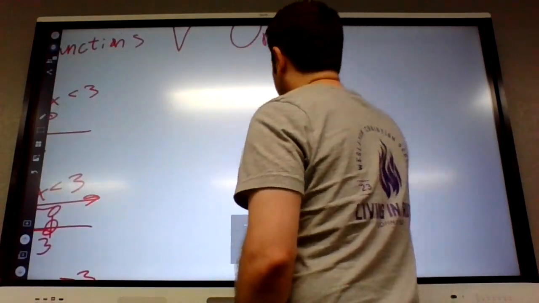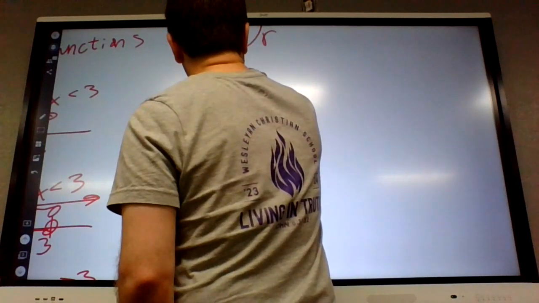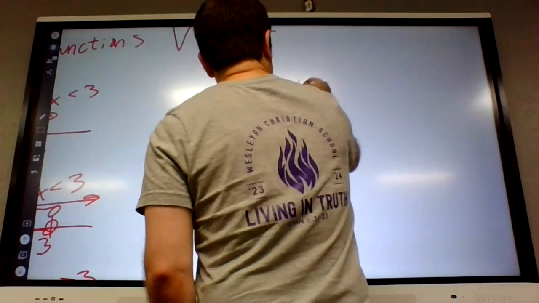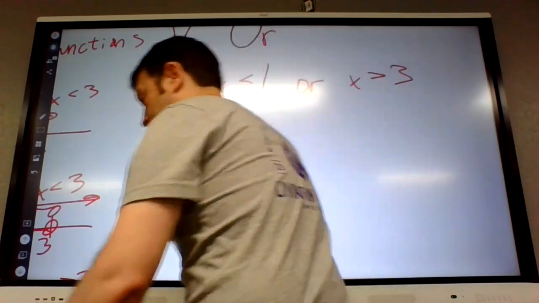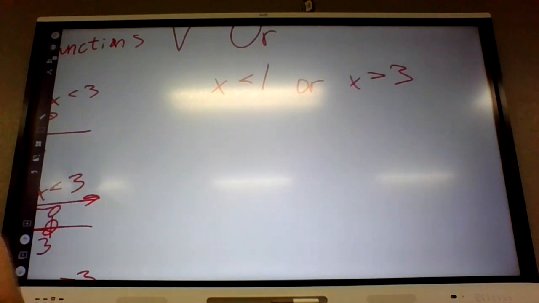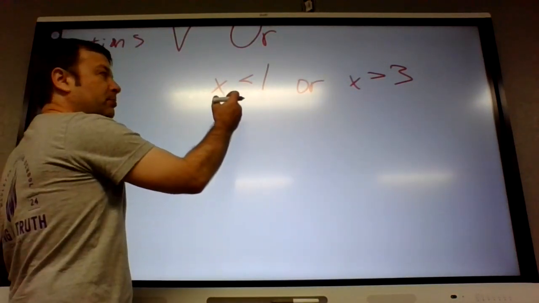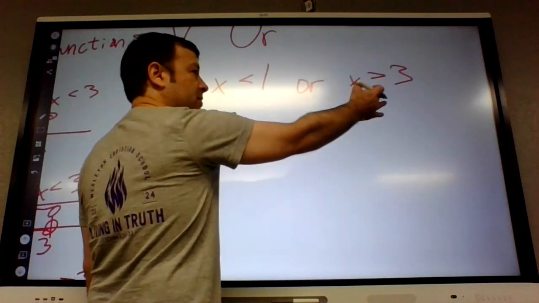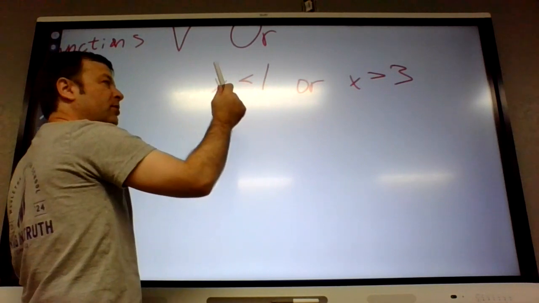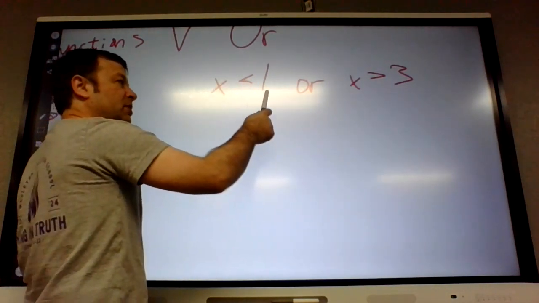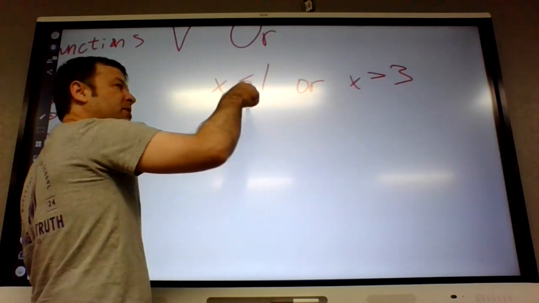Let's just scooch over here. If I say X is, let's start with this one. X is less than 1 or X is greater than 3. Well, what numbers would that include? Would 0 be less than 1 or greater than 3? No. Listen again. Would 0 be less than 1 or greater than 3? Yes. Okay, or changes the meaning.